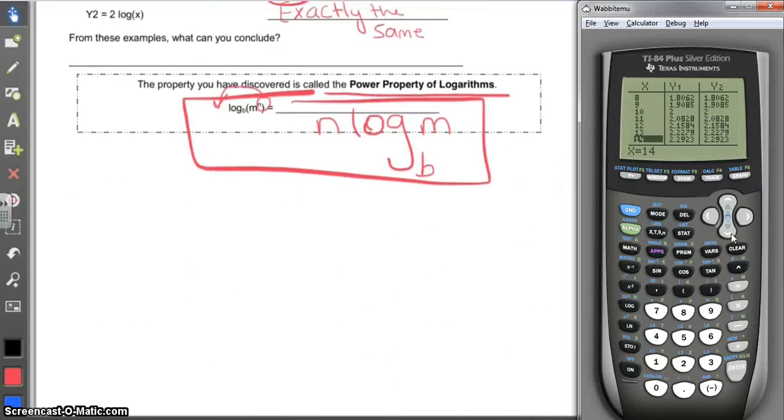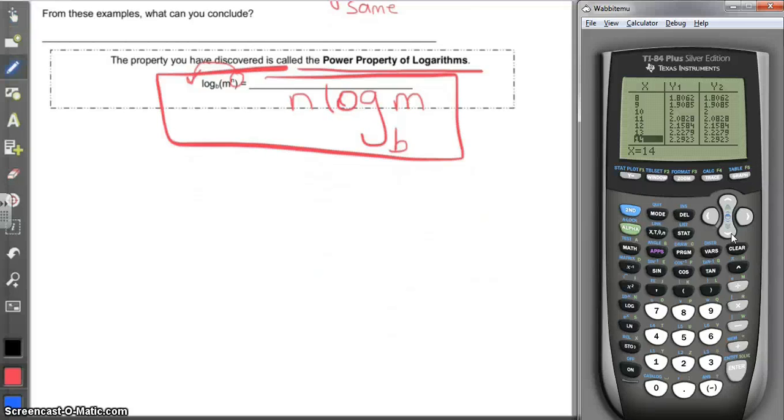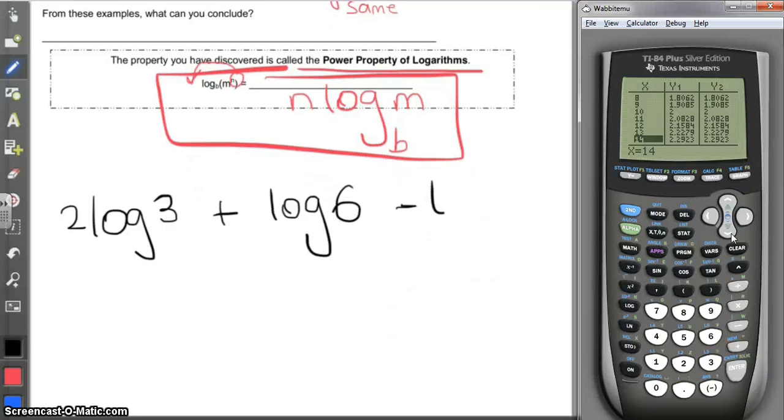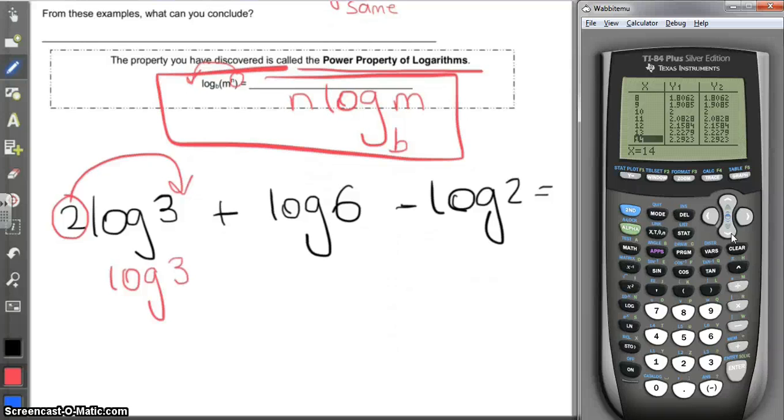So how can you use this in solving? Sometimes they will give you something like this. For example, 2 log of, let's say 3 plus log of 6 minus log of 2. And they ask you to go ahead and simplify it. So in order to do that, you have to use the rules. Now remember, you can go backward. So the 2 can go back over here. So it would be log 3 to the power 2 plus log 6 minus log 2.